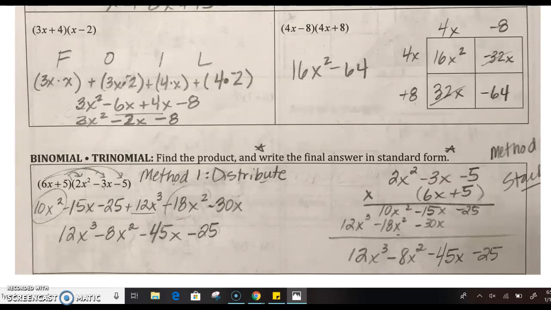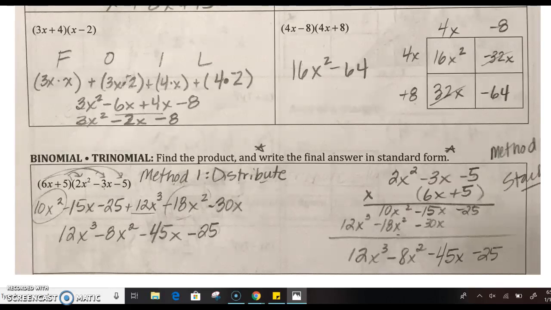And then again, you can see here in my work, I've combined my like terms. Also notice when I write my final polynomial, I want that in standard form. So I want to start with my largest term. So I started with my 12x cubed. I had nothing to combine with that. 10x squared minus 18x squared is negative 8x squared. And then I have a negative 15 and a negative 30, which gives me a negative 45x, and then nothing to combine with the negative 25. So just really pay attention to your sign work.